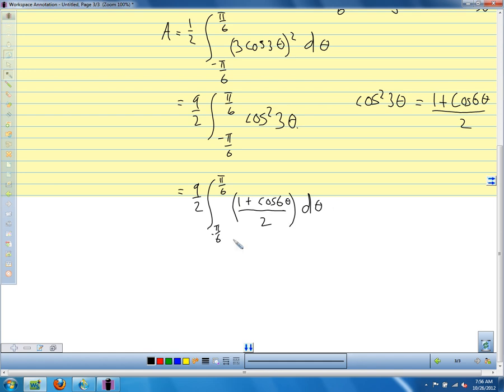And then we can separate this into two integrals, and we end up with 9/4 times theta plus 1/6 sine of 6 theta, and we're evaluating that from minus pi over 6 to pi over 6. Oh, backwards, right? Yeah, I think we're good. And when we evaluate this, it comes out to 3 pi over 4.